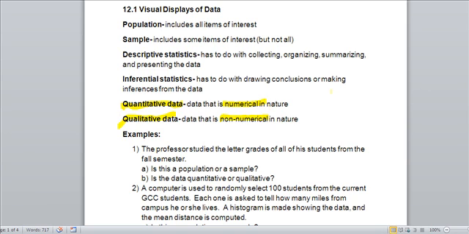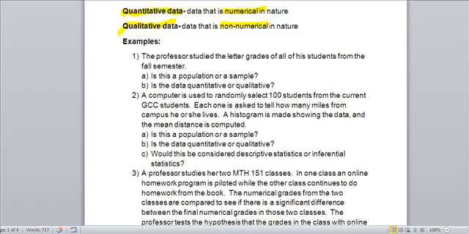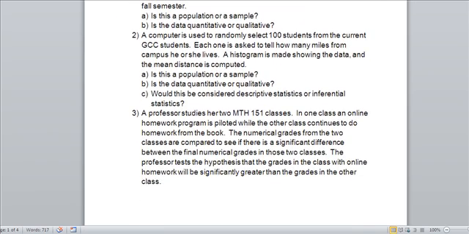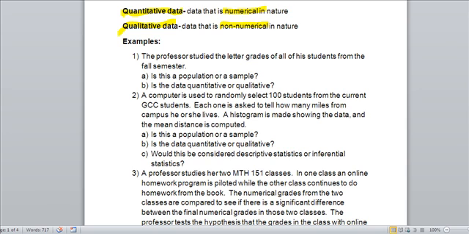Okay, so let's look at some examples I have here so we can practice some of the vocabulary. Here we go. The professor studied the letter grades of all of his students from the semester. Is this a population or a sample? And is the data quantitative or qualitative? We're talking about letter grades, and a key word is all. Those are the primary words that we're going to focus on as we determine the answers to the questions.